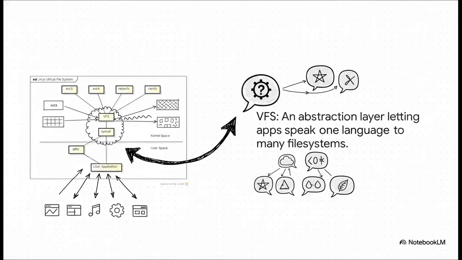And this diagram right here, it shows you exactly what's going on. Down here in user space, that's where your programs live. They make a standard request, and the VFS, which lives up in kernel space, catches it. The VFS then acts like a switchboard operator, directing that call to the right driver for the specific disk format, like ext3 or ext4. The beauty is, your application has no idea what kind of disk it's talking to. It doesn't have to. It just talks to the VFS.